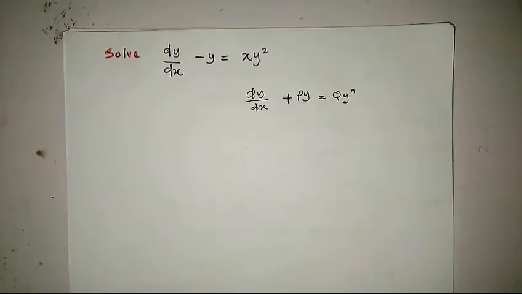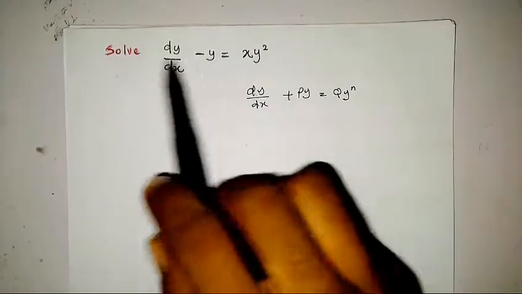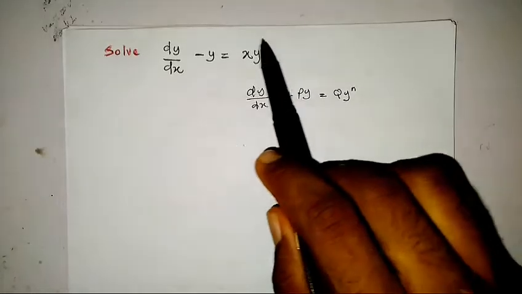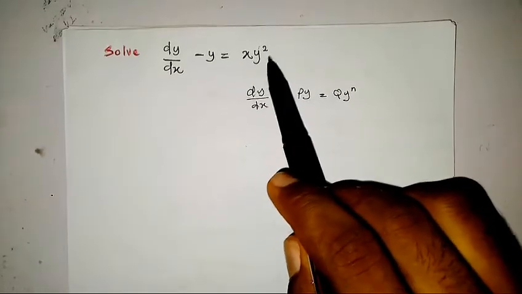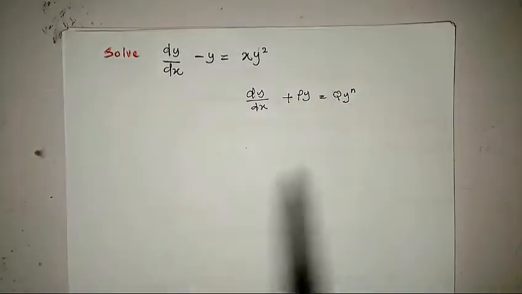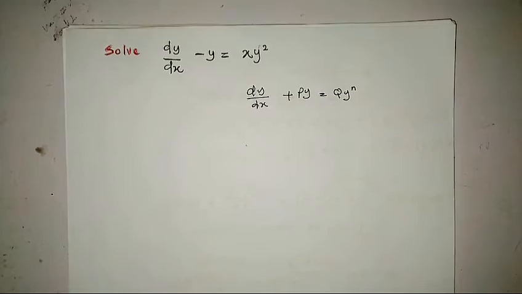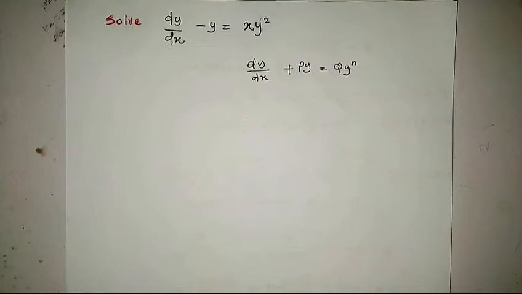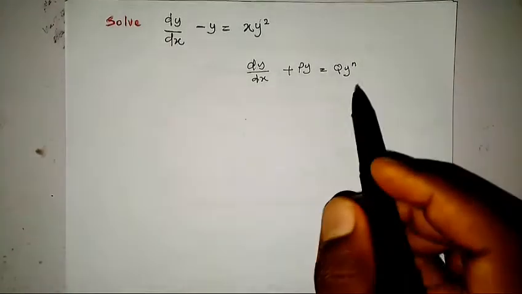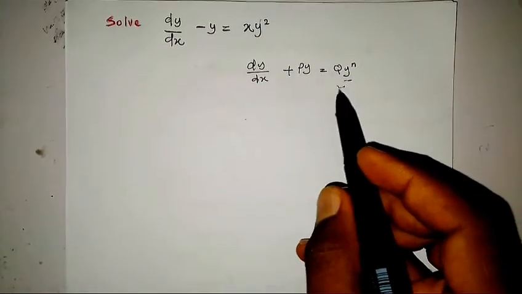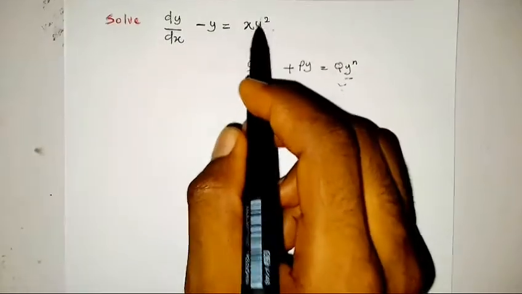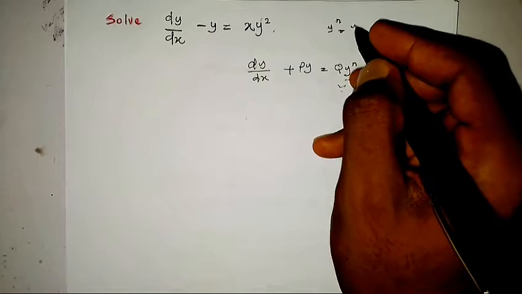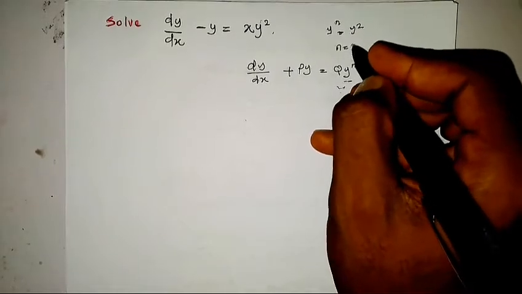So that means if we have a first order differential equation in which we have y raised to a power, a factor or a number, then we evaluate using Bernoulli's equation. So how do we solve? The first step is to divide through by y raised to power n. So y raised to power n here is what? y raised to power 2. That means n is equal to 2.